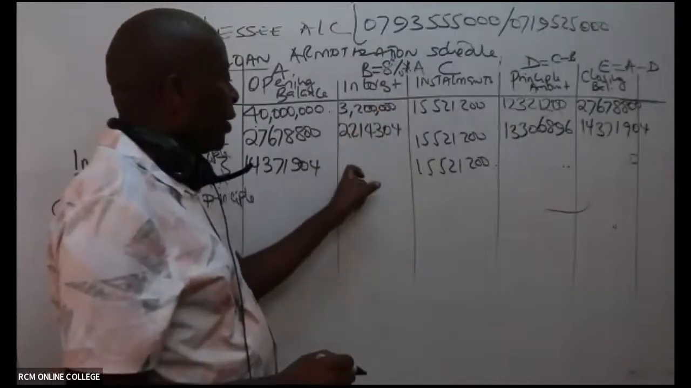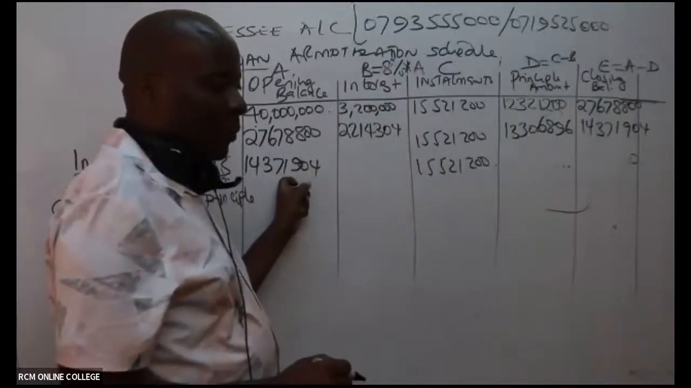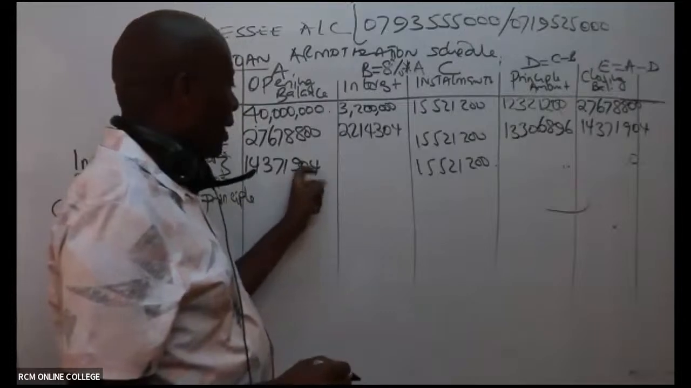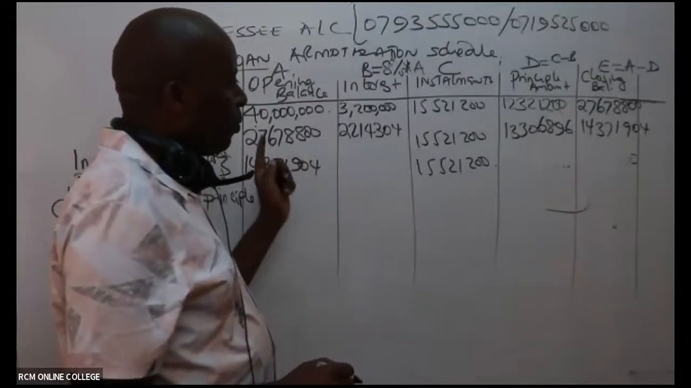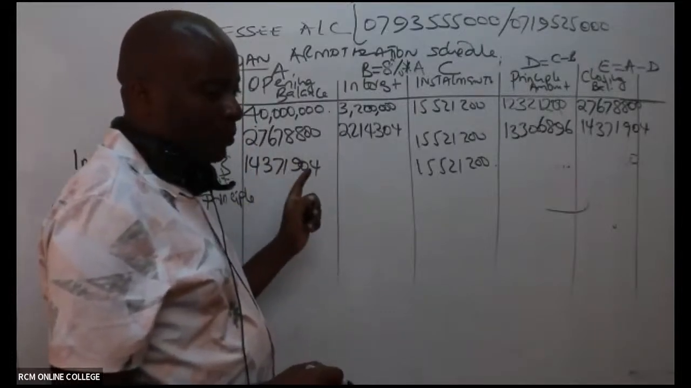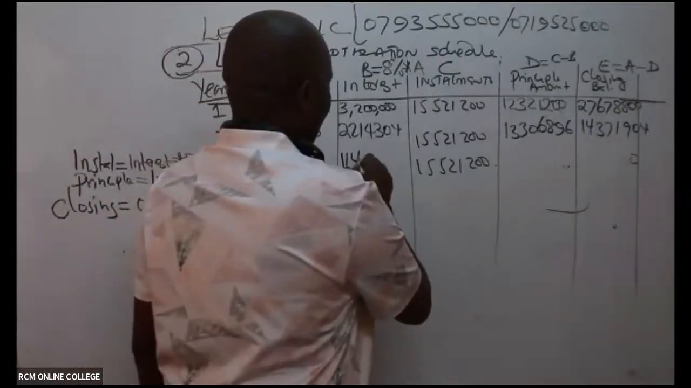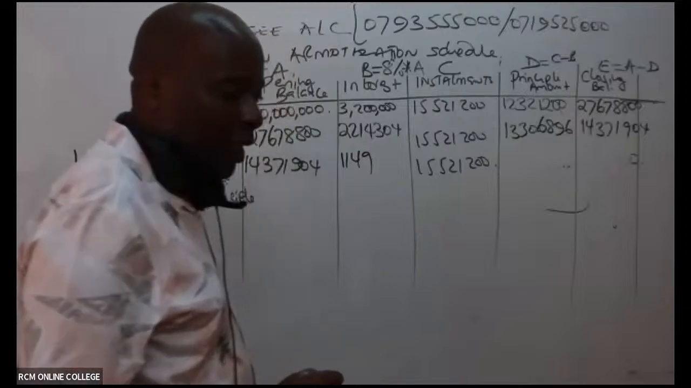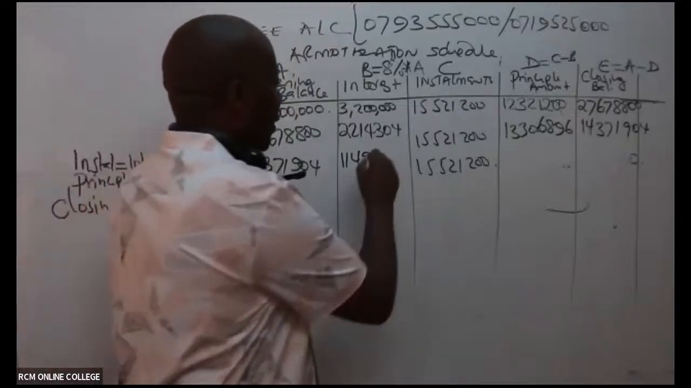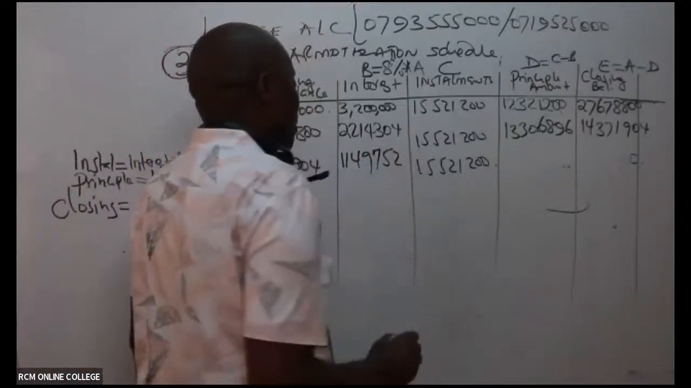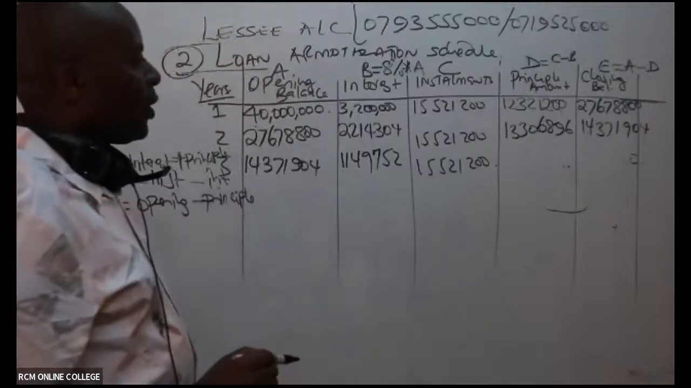8% of A, 8% of the opening balance. Is there somebody who could be having a figure there? What do we have there? 8% of the 1149. So we have here 1149, 752.